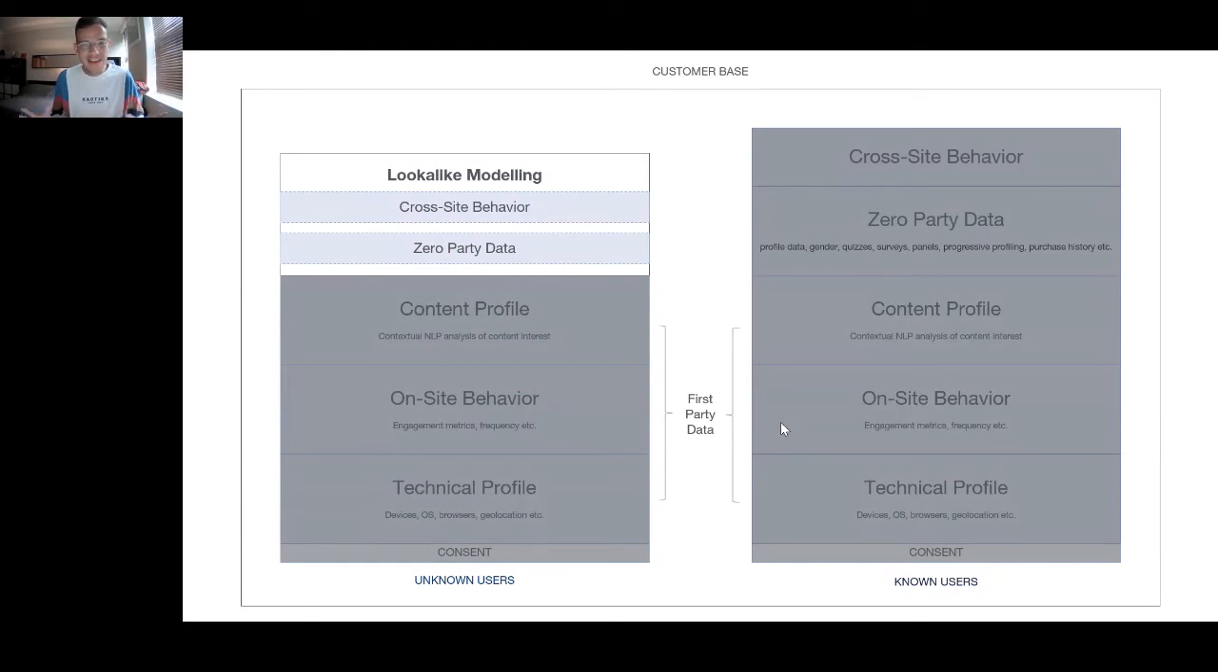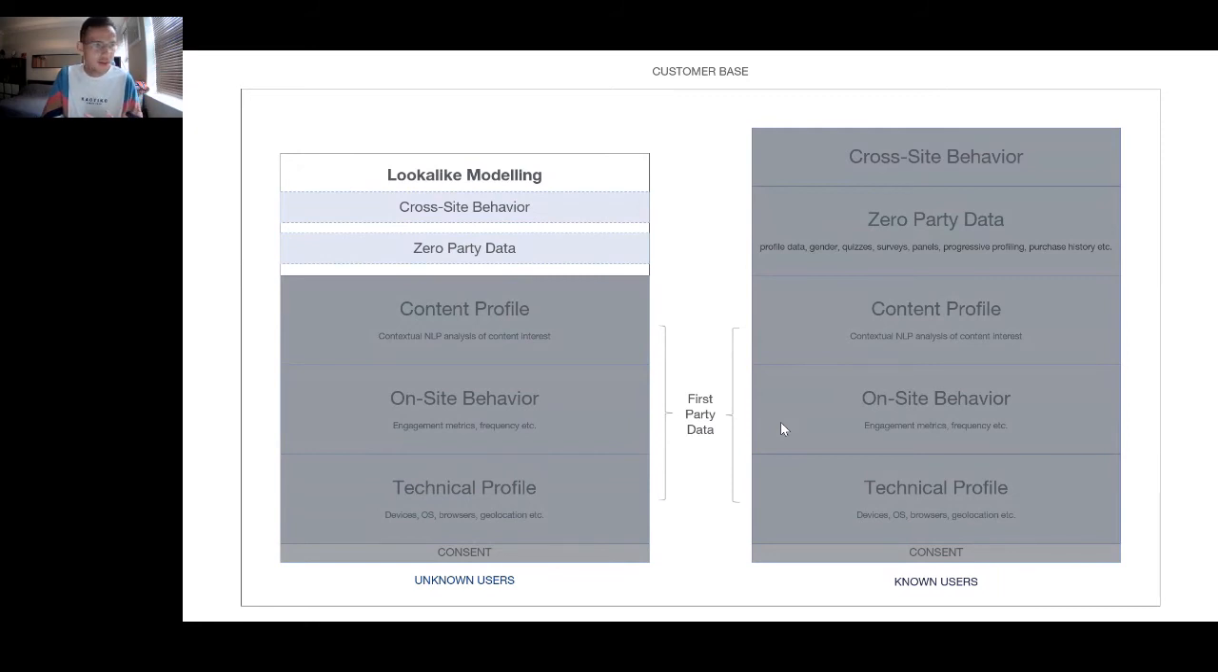And all of this is happening, again, based on consent and based on your own first-party data. And that basically sums up how you can use all of the data with the right AI technologies in the DMP to make assumptions even about your unknown users to target them correctly.